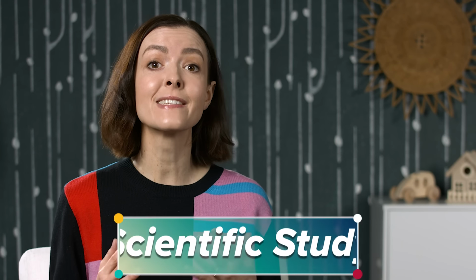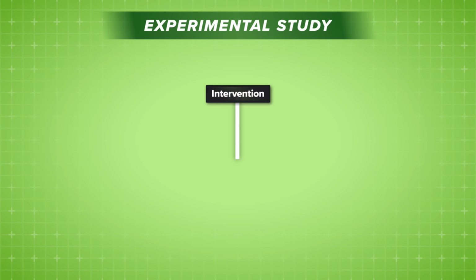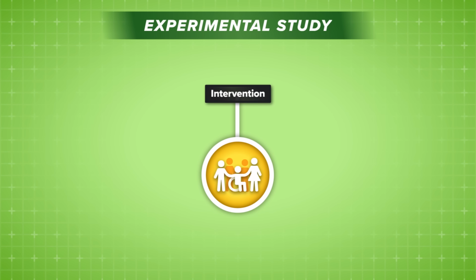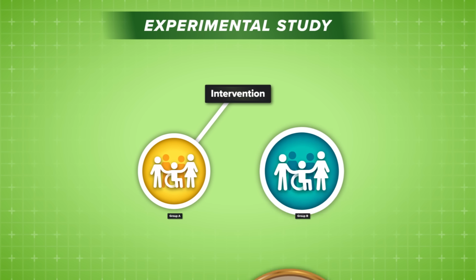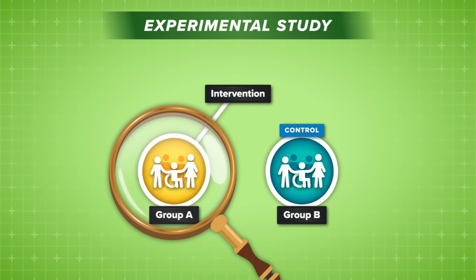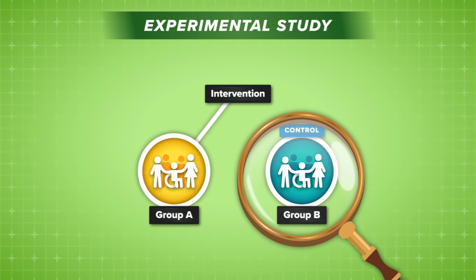Then they conduct a scientific study to evaluate their hypothesis. In general, there are two kinds of epidemiological studies that we'll focus on here: experimental studies and observational studies. In an experimental study, investigators expose participants to some kind of intervention or treatment to see how it affects their health. Then they compare the outcomes to a control group that isn't exposed to the intervention or treatment.